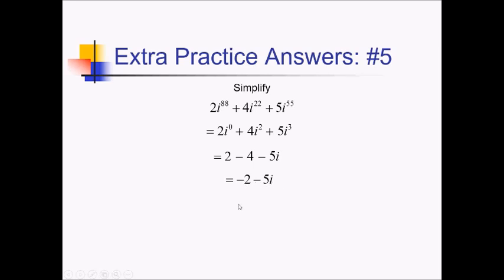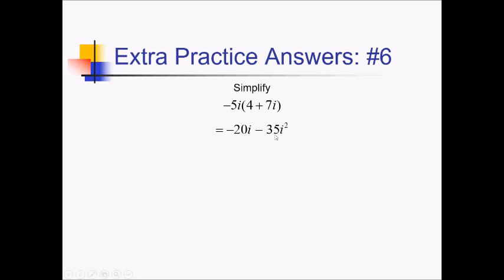On this problem, to multiply these complex numbers, we just need to distribute and then simplify any i squareds. So negative 5i times 4 gives us negative 20i. Negative 5i times 7i, that's going to be negative 35i squared. And then i squared is really negative 1. So this is really negative 20i plus 35 then, because you have negative 35 times negative 1. Or we could write this as 35 minus 20i, because we like to write the real numbers first.